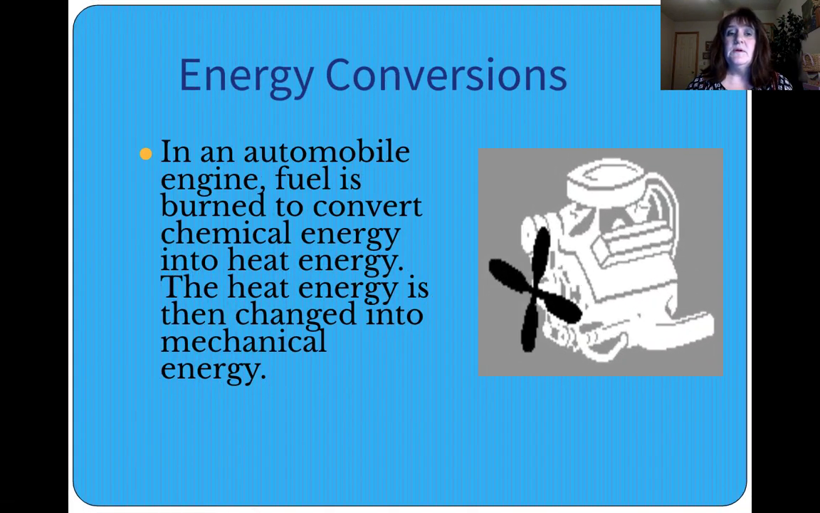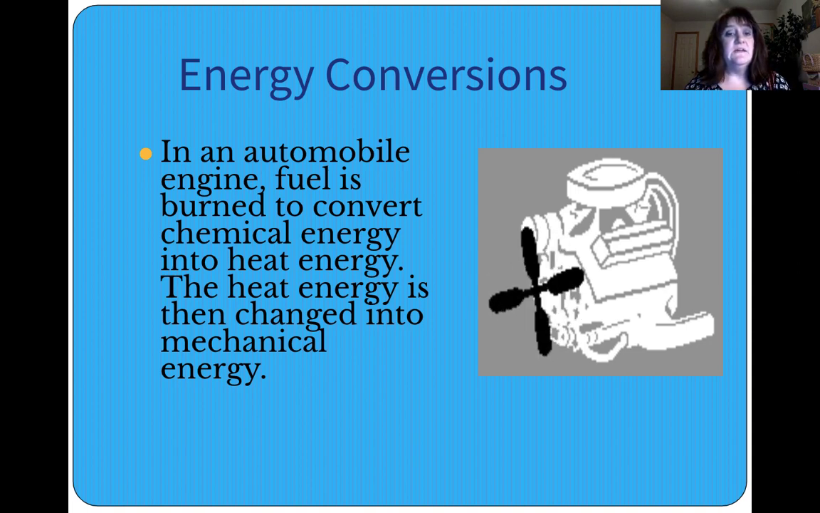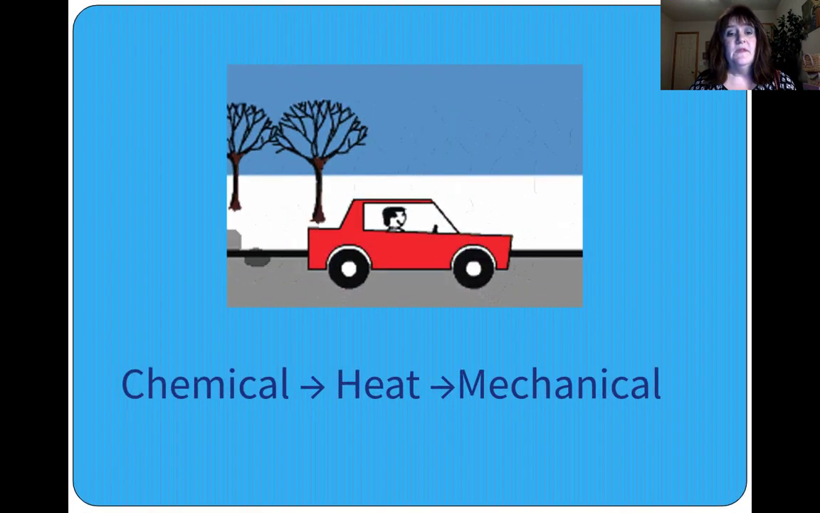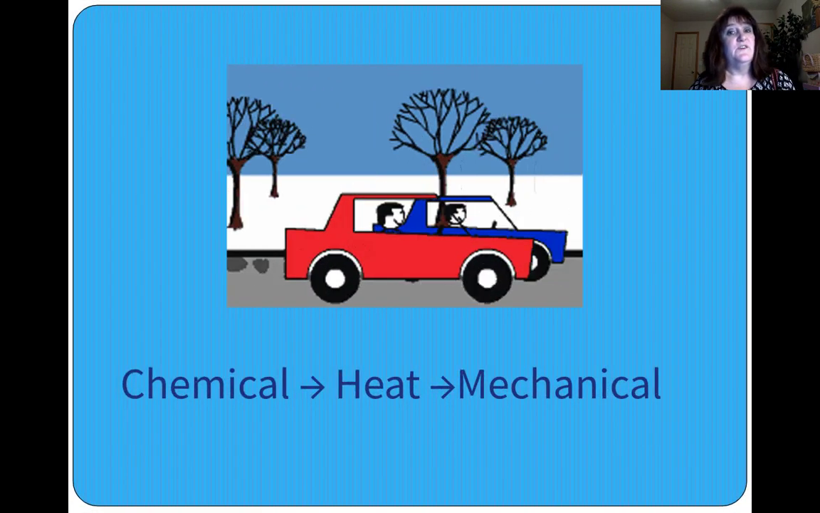So in an automobile engine, fuel is burned to convert chemical energy into heat or thermal energy. That heat is then turned into mechanical energy by spinning the turbines or the pistons. So cars have everything except for nuclear energy.